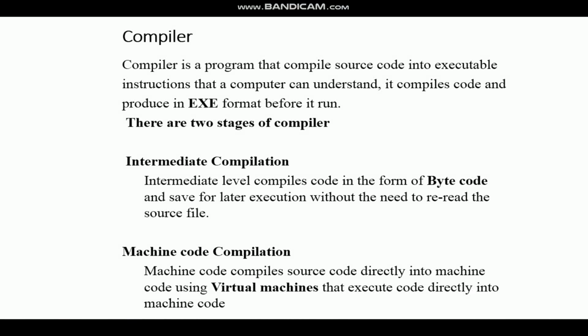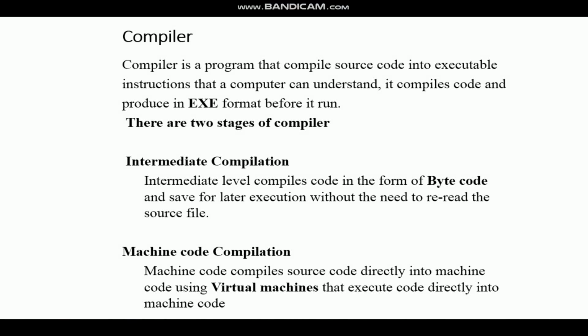Okay, so as I told you about C++ language, if you are writing source code in C++, it would not be interpreted one by one. It will be compiled from the source code into the exe format. After that you will be able to execute and use that exe format. So these intermediate and machine code compilations were part of compiling.